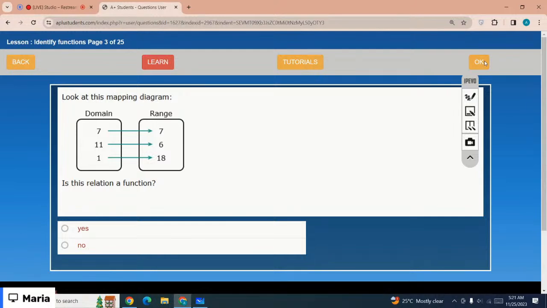Okay, look at this mapping. Is this relation a function? So which is the correct option? Yes, it is a function, right? For each value of x, there is only one value of y. So yes, it is a function.